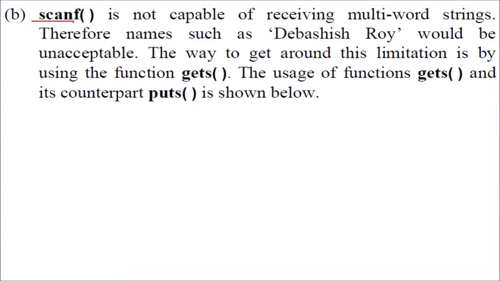Scanf is not capable of receiving a multi-word string. This is the catch, because if you say Debashish, then you have a blank here, then you give Roy, only Debashish will be taken, and the rest will be discarded. So how to get Debashish Roy completely in scanf? You cannot use %s because it will take only Debashish. Once any white space is encountered, it will ignore the rest.